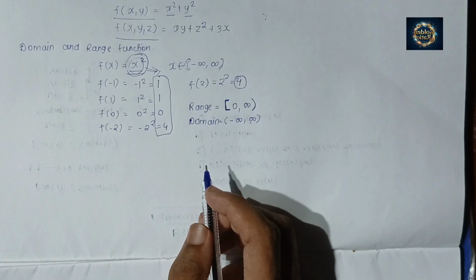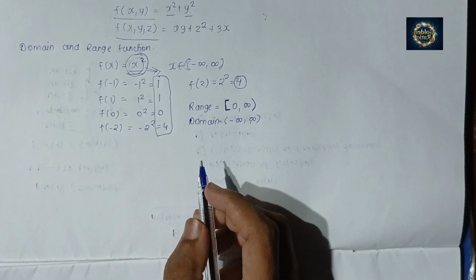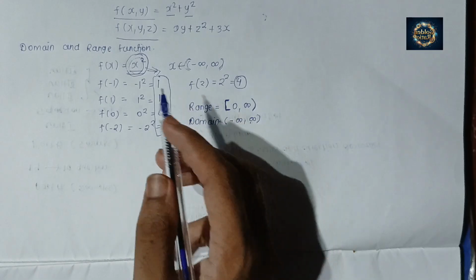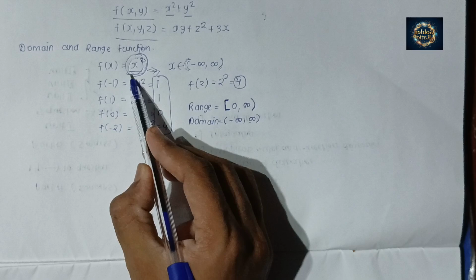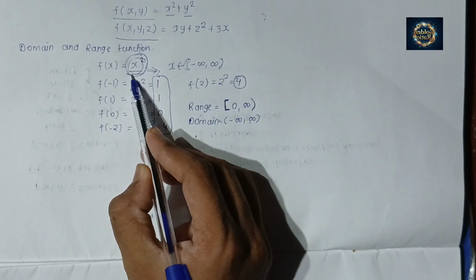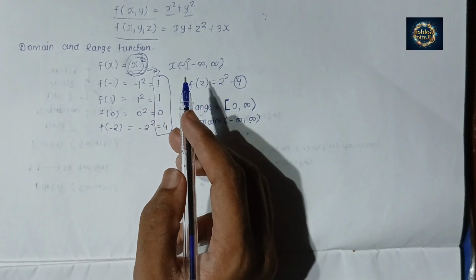Now I hope that the definition of the domain and the range is clear to you. Domain is nothing but all possible numbers that we can give to the given function, and range is nothing but the output of that function.